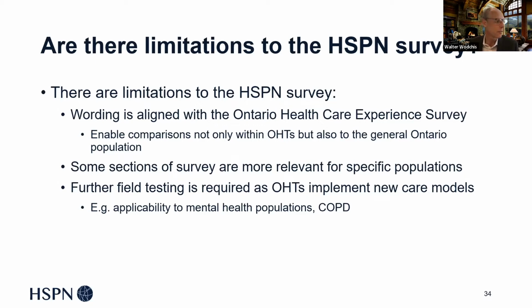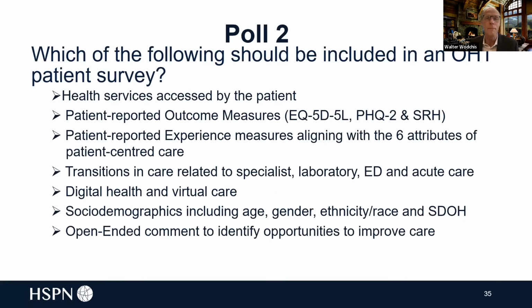And now, Kaileah, if we can go to this next poll, I'm not sure if it's you or Anne that is going to be able to launch the poll. Here's my question. Which of the following should be included in an OHT patient survey? And here's going to be a list of options, and you get to select all that you think you would want. The health services that are used, so you know which parts of the health system people are using when they're responding.